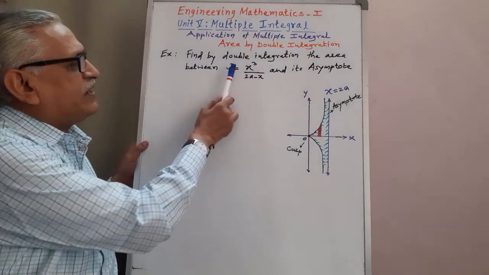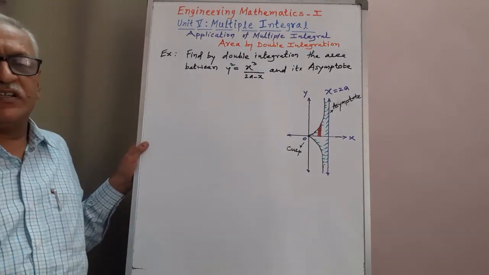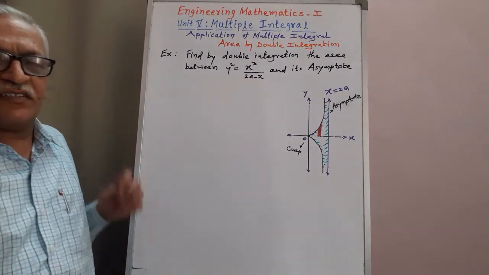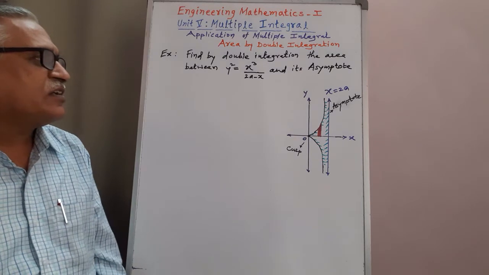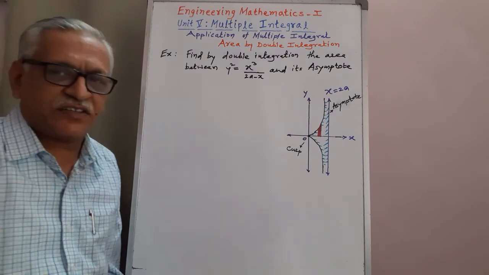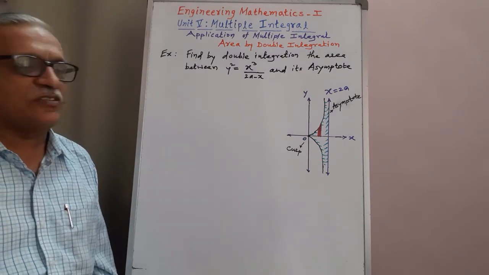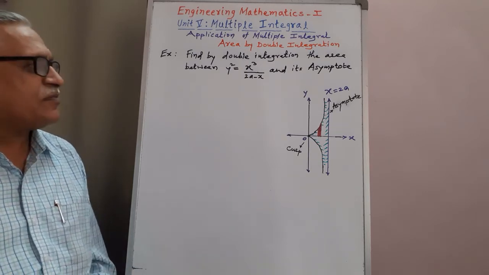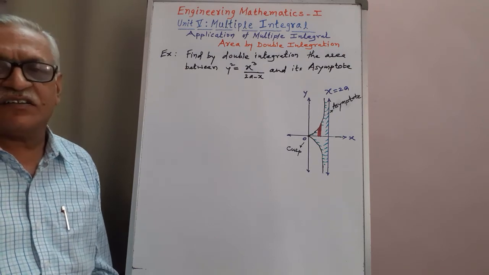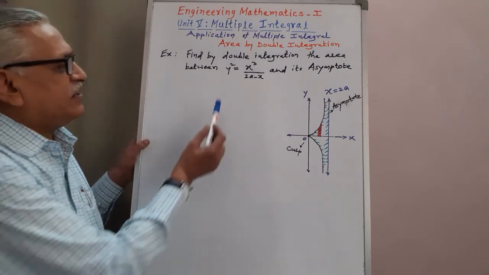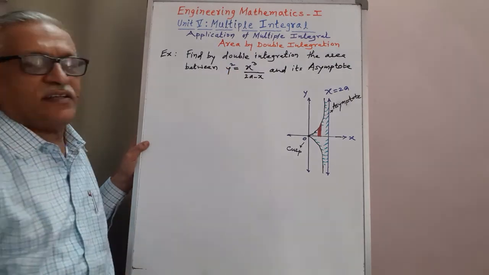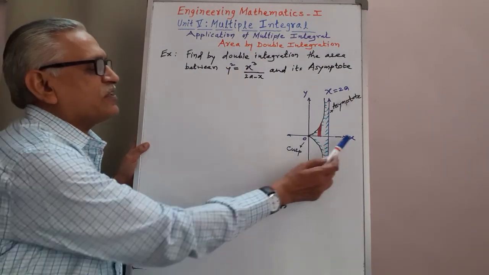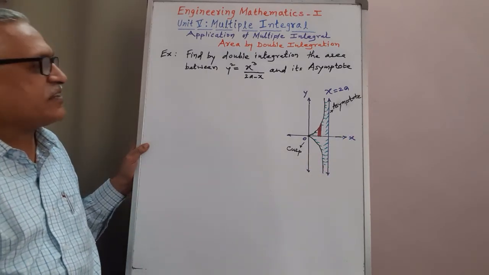Find by double integration the area between the curve y square is equal to x cube divided by 2a minus x and its asymptote. The given curve is a Cartesian curve, not a standard one. Therefore, we try to apply the rules of Cartesian curve tracing to get the figure. If you observe, the power of y is even, therefore the curve is symmetrical about the x-axis. So whatever curve we draw must be symmetrical about the x-axis.